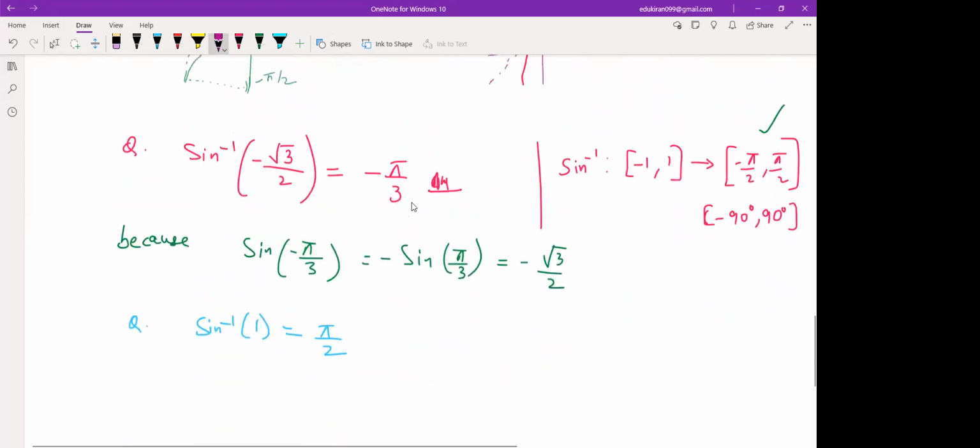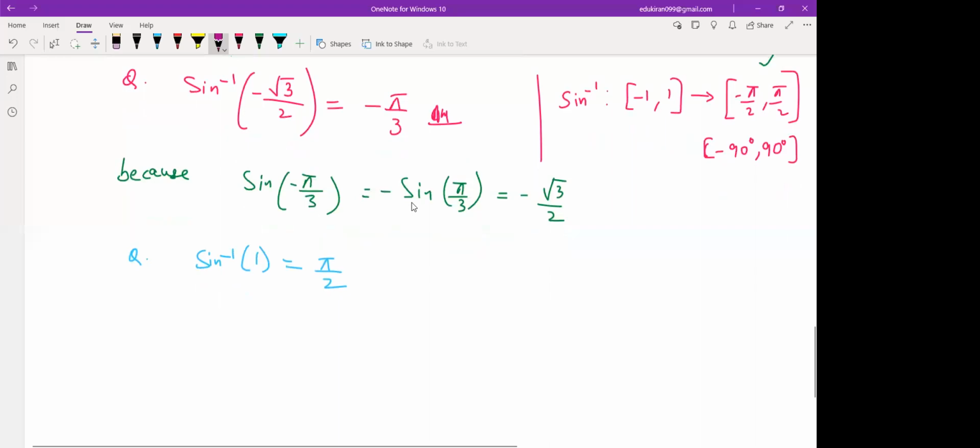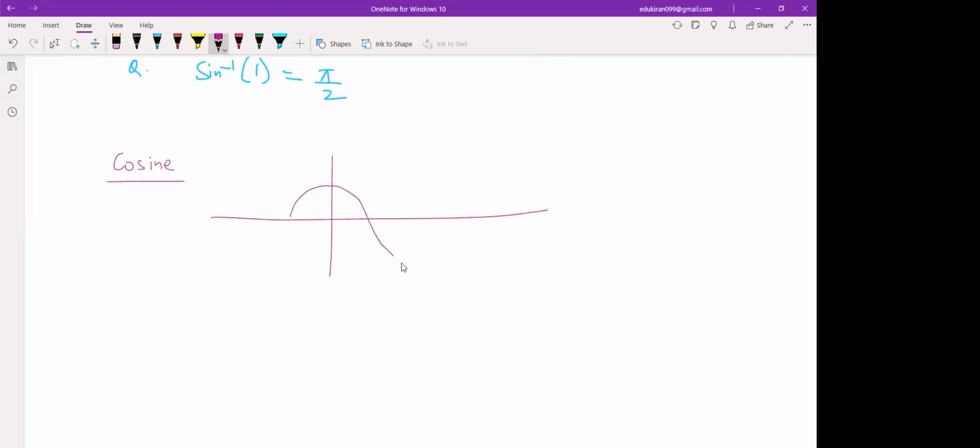Now we come to the cos graph. This is the sine inverse, and cos inverse we will see. So in cos inverse, what happens? We know that the normal cos graph is something like this. It is the same as the sine graph, but shifted by 90 degree to the left. So it is 1, this is -1, this is pi by 2, this is pi, this is minus pi by 2, like this.